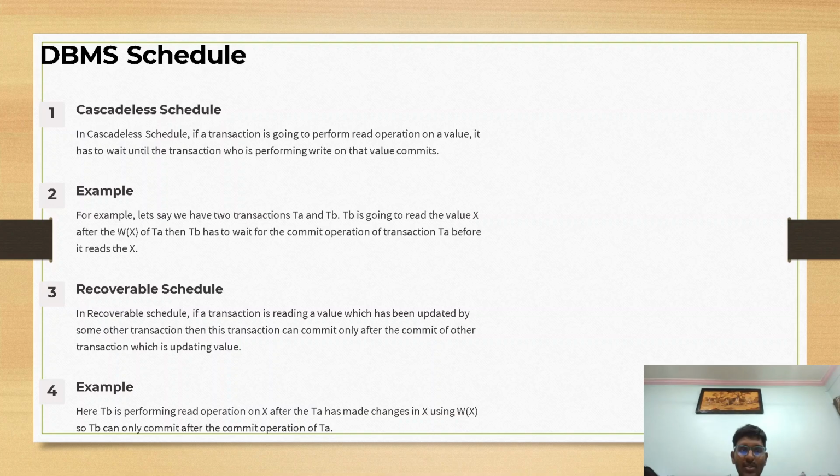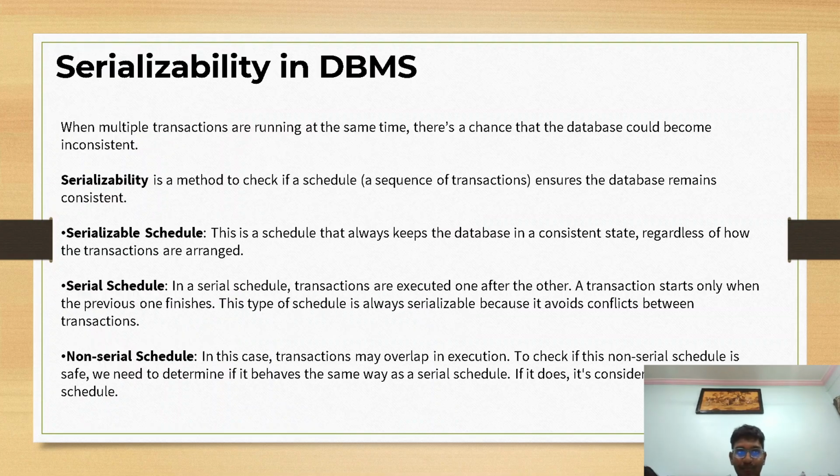Now, what is a recoverable schedule? If a transaction is reading a value which has been updated by some other transaction, then this transaction can commit only after the commit of the other transaction which is updating the value. So for example, here TB is performing a read operation on X after TA has made changes in X using the write of X command. So TB can only commit after the commit operation of TA.